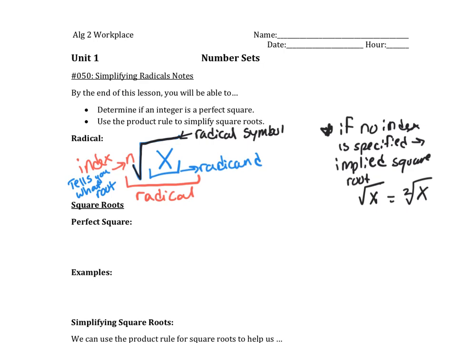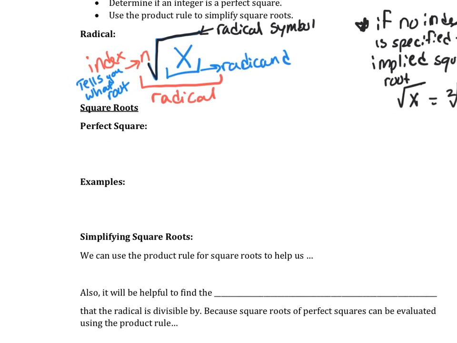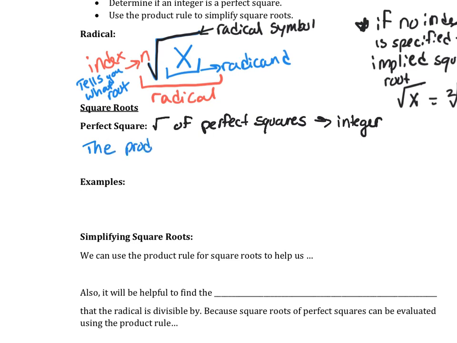Okay, and again we have some different roots. When we're talking about square roots, we have to talk about perfect squares as well. When you take the square root of a perfect square, it equals an integer, meaning it's not an ugly decimal. So square roots of perfect squares give us an integer. Or in other words, a perfect square is the product, meaning multiplication, of a number multiplied by itself, or in other words, squared.